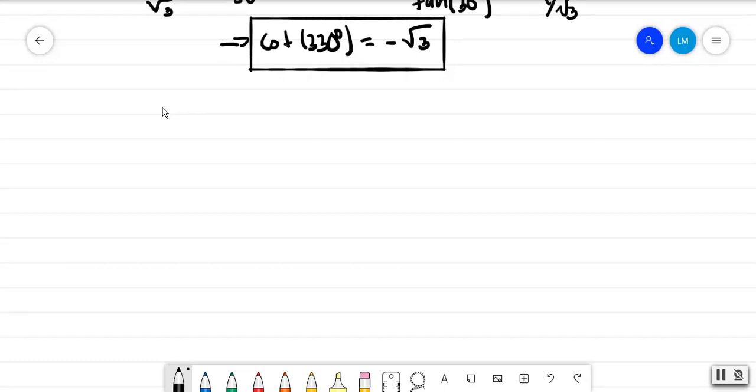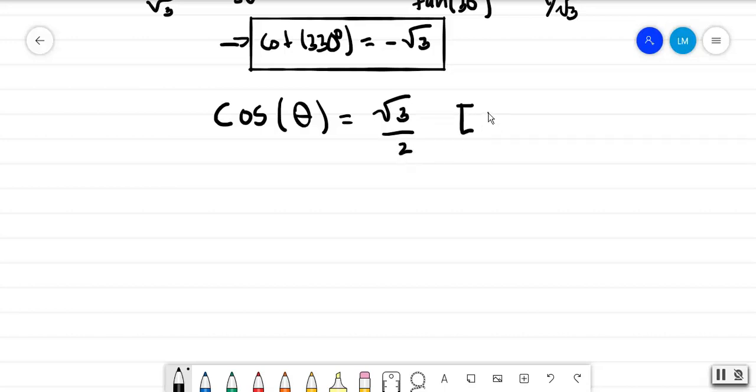Now, the other thing that we can look at, for example, is what if you had the following expression? Let's say that you had cosine of theta is equal to the square root of 3 over 2. But what we're going to say is that theta is somewhere between 0 and 90 degrees.